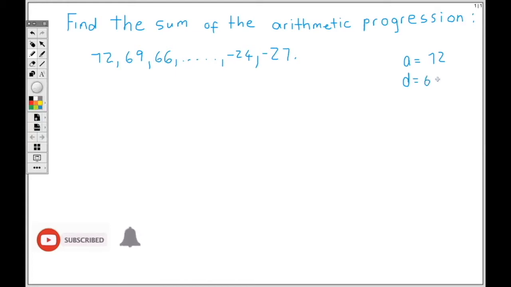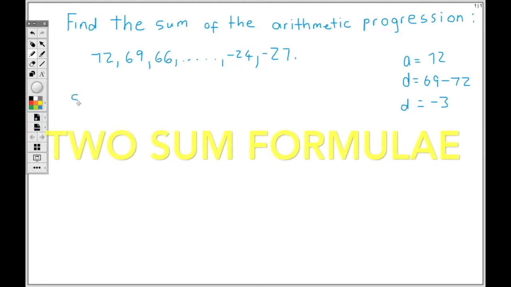Or we can say second term minus the first term, and that will give us a common difference, which is -3. You could also say 66 minus 69 or -27 minus 24. But since it's an AP, we can just use 69 minus 72. So now we have the common difference and the first term. We can now write the formulae.